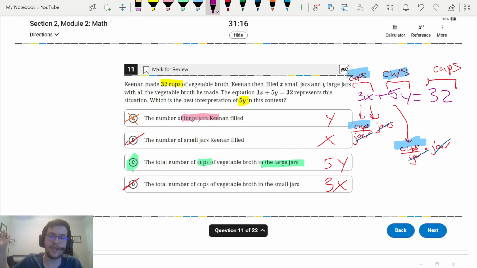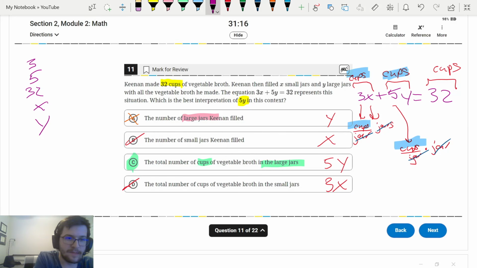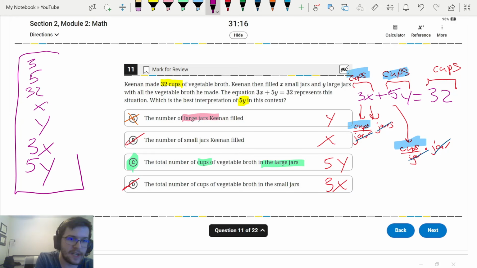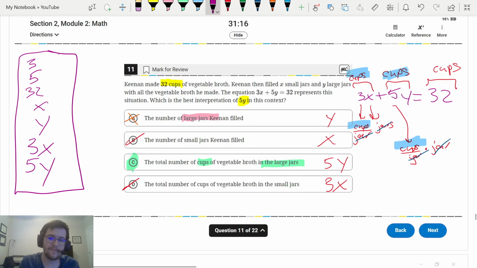Anyway, you have to know how to interpret every single thing. For this problem, you have to know how to interpret 3, 5, 32, X, Y, 3X, and 5Y. They could have asked you, so that's 1, 2, 3, 4, 5, 6, 7. That's 7 different things. They could have asked you about any one of those. So 3 is the cups per jar for the small jars, and 5 is the cups per jar in the large jars. They didn't mention those in this one, but they totally could ask that in a future question.